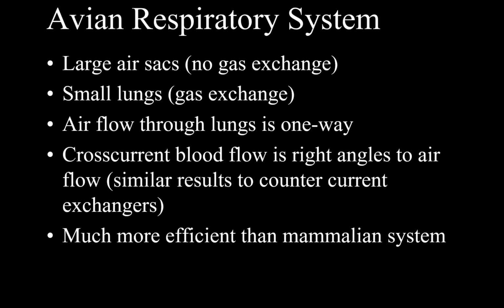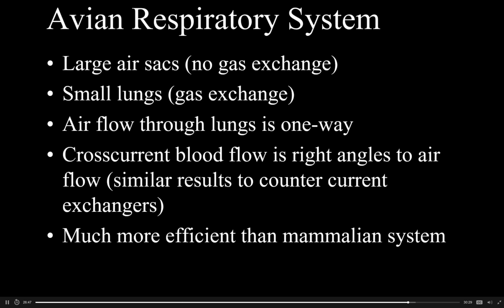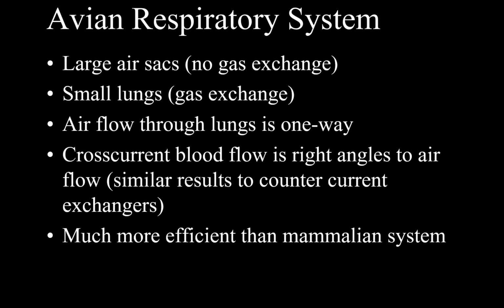So in the bird respiratory system, you have large air sacs. There is no gas exchange with the blood and the air through those air sacs. They are just like balloons. They're just storage areas for air. The lungs are small, and this is where the gas exchange takes place. And like I said, the air flows through those lungs in one direction only. It doesn't go through one way and then back up the other way.